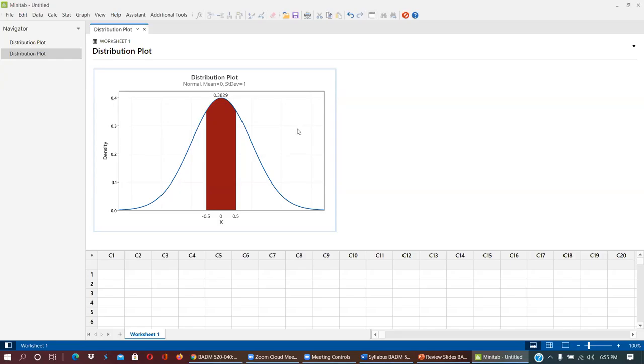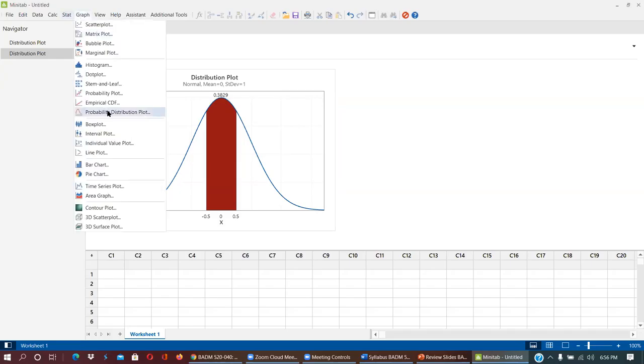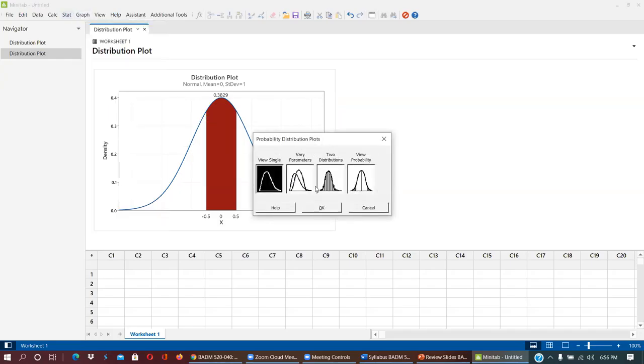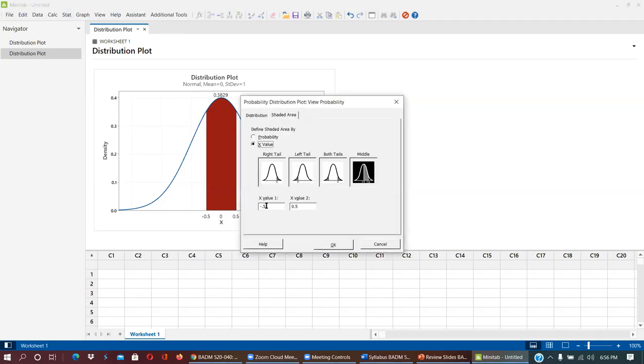Similarly, I'm going to do 5 sigma. What is the value of 4 sigma? It is 95.44. Let's see what is the value of 5 sigma. So I go again, graph, probability distribution plot. I'm going to use this. Okay, and I'm going to do 1.5 sigma. So I put here 1 and here 1. Oh, sorry, we need to do 5 sigma. So I'm just going to do 2 and here 2. Okay, correct.